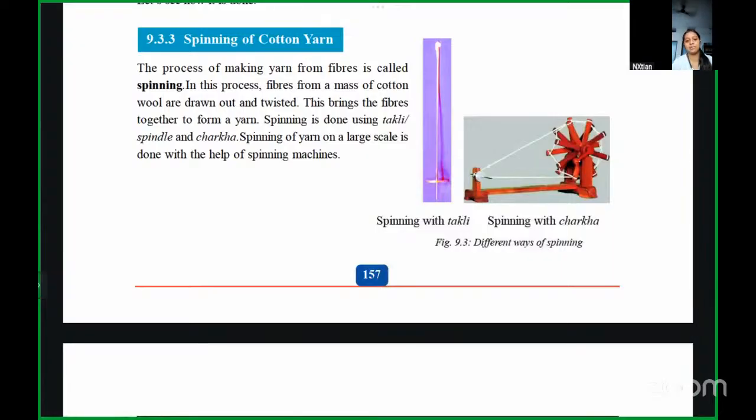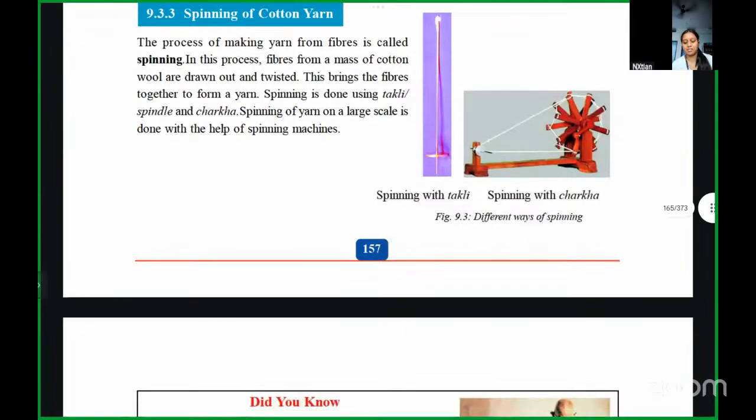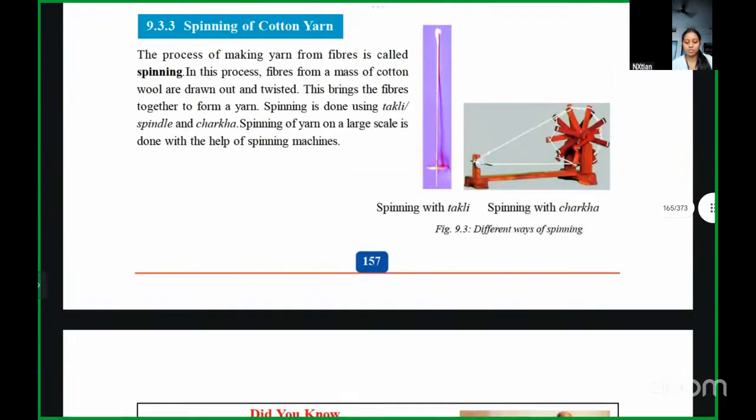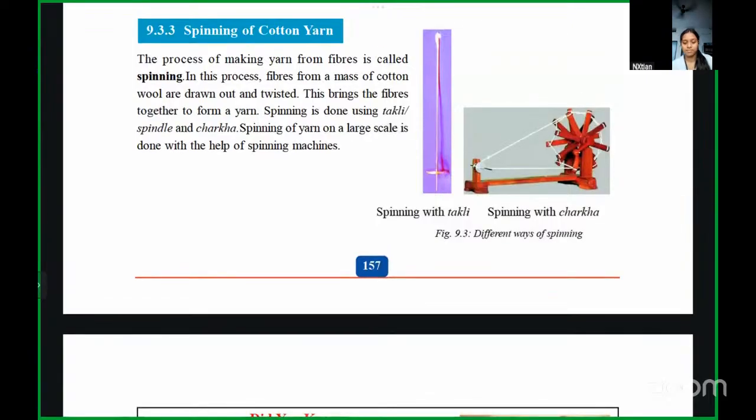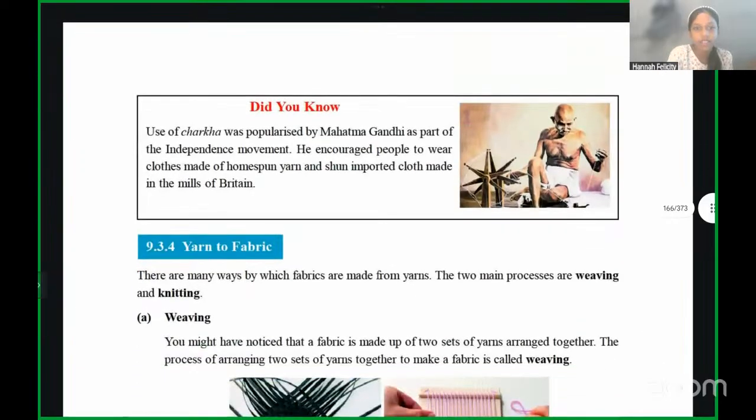How cotton yarn is made out of cotton fibers, and what tools are used: takli, spindle, and charkha. Three types of tools are used. Takli, spindle and charkha, so those names also. Yes. Ma'am, should we also prepare the activities and the sidebars?